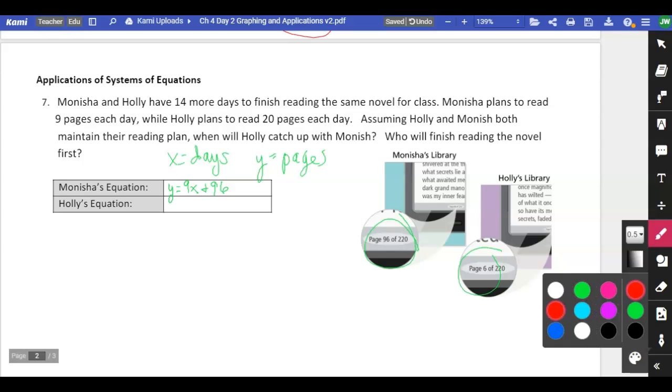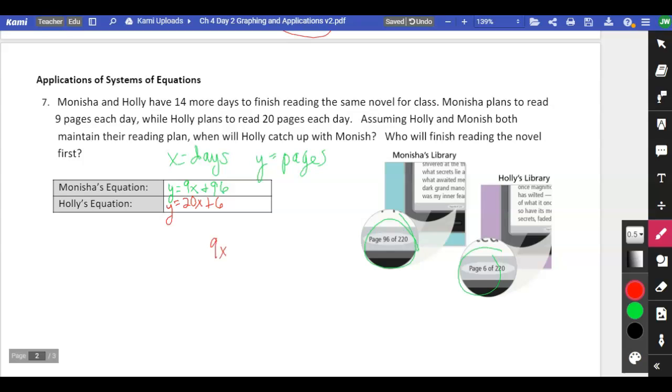So Holly is on page 6 of her book, but she's going to read 20 pages a day. So a little bit of a procrastinator, waiting towards the end there, only on page 6. All right, and it says, when will Holly catch up to her? So in order to figure this out, what we're going to do is make these two things equal. That will tell us when they would catch each other.